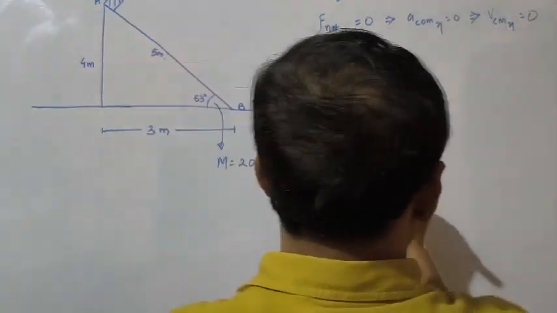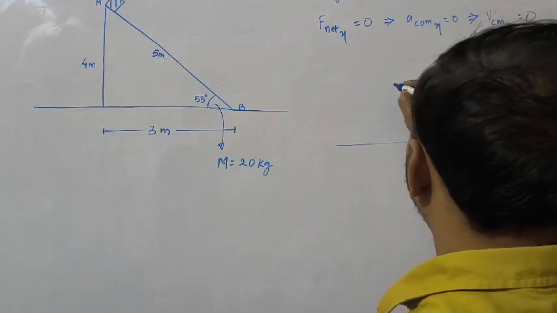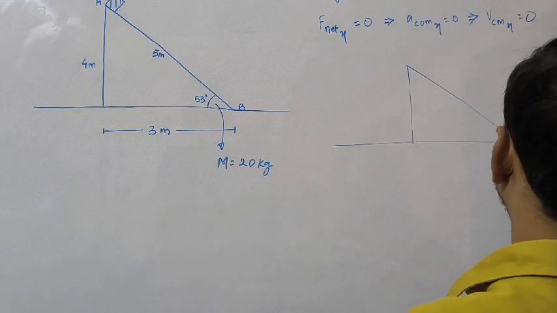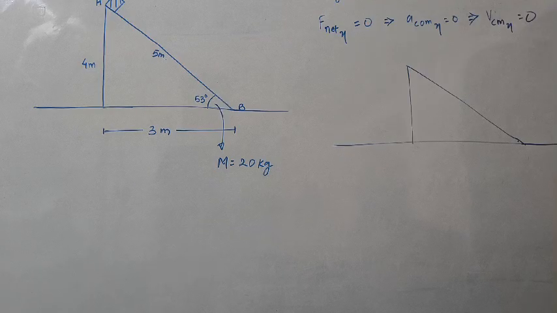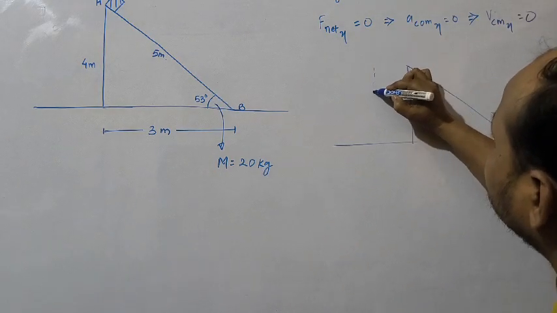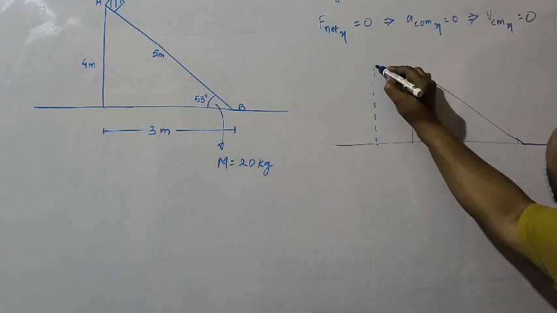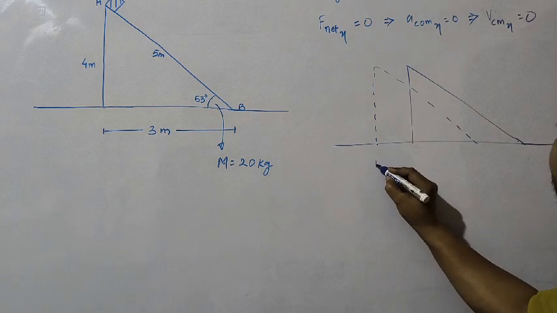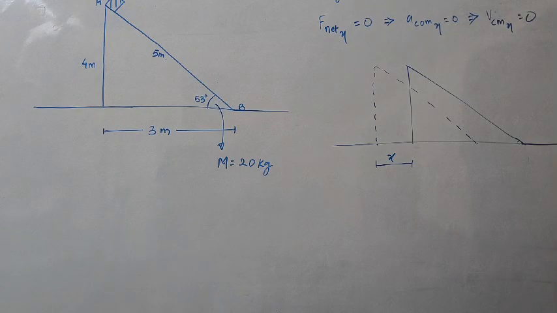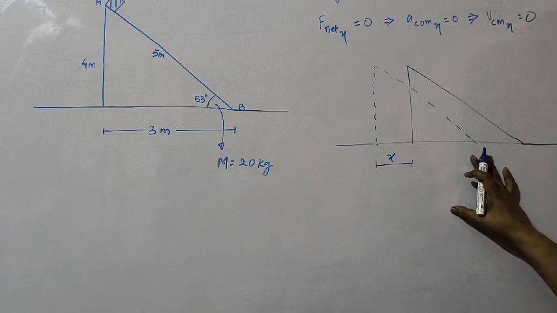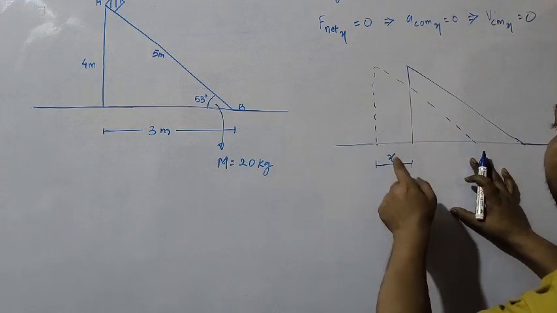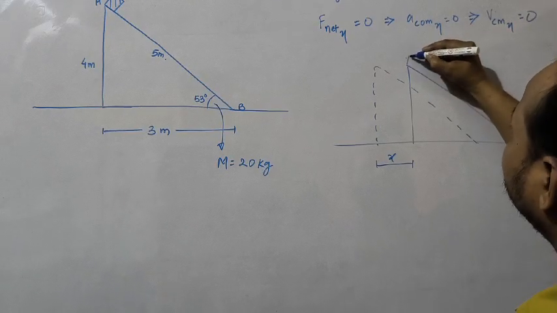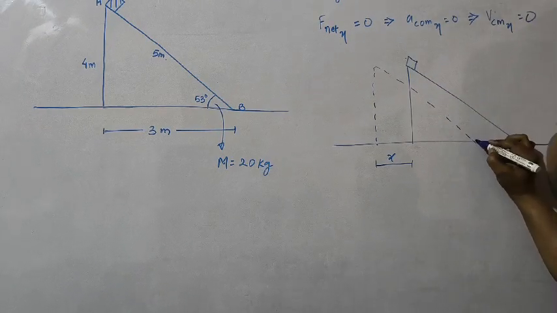So let's draw here. Let's say initially the condition was like this, okay, like this. Now let's say the wedge has shifted to this position. Okay, so let's say the wedge has shifted by x. Now if the wedge has shifted by x distance, the block, here is the block, has to come here, okay.